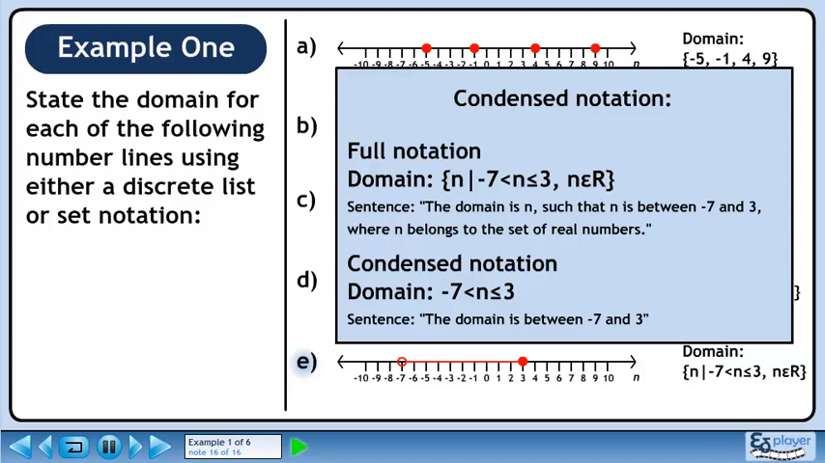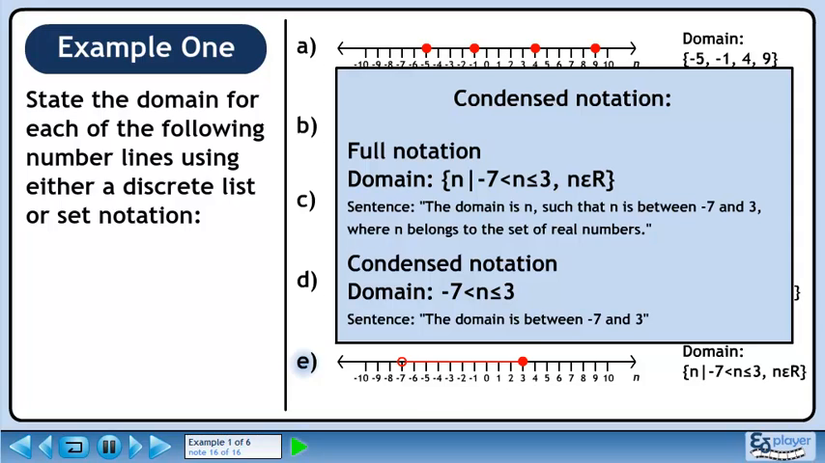So far, we have expressed all of our domains using full set notation. This is the most technically correct way of doing it, but as you can see, a lot of the parts are pretty redundant. The curly braces, the n vertical bar, and the n epsilon R have a presence in every single expression. The most interesting information is the condition, and you will often see set notation condensed to just the condition.